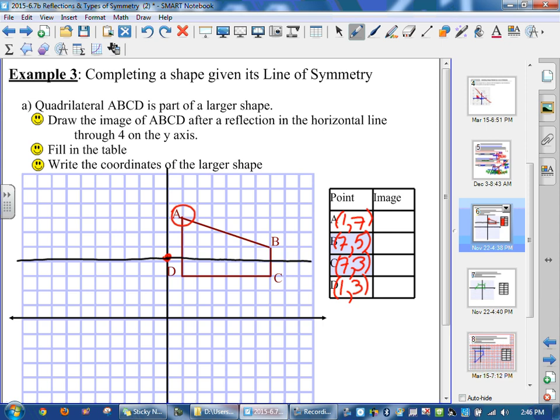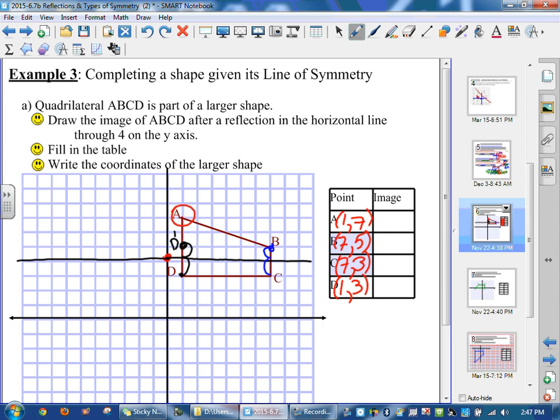So D is 1 space away from the line. So we're going to go 1 space away from the line on the other side of the line. So now D prime becomes right there. There's D prime. C prime, same thing. C is 1 space away. So C prime takes over B's spot. B now becomes C prime.